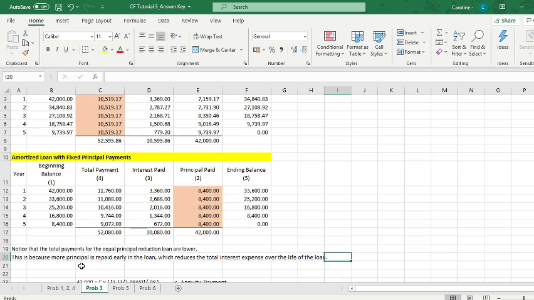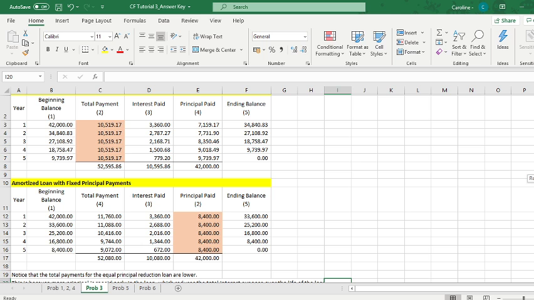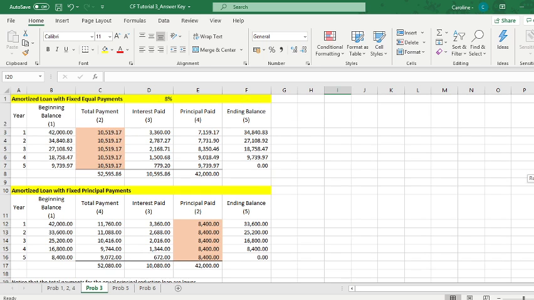Okay, so why does that happen? This is because more principal is repaid early in the loan, which reduces the total interest expense over the life of the loan. If you can see here, with the amortized loan with fixed equal payment, the principal paid for each year is less. For the first 3 years it is less than the principal paid with the fixed principal payments, right?